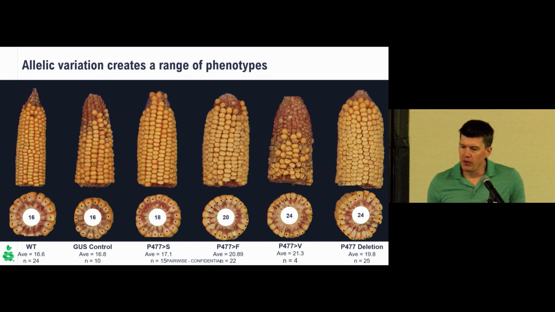And so two things were interesting here. One is that we had translated the allelic series into a phenotypic series, and the second is that each of the alleles was giving a different number of kernel rows. So super attractive in the greenhouse, very exciting.